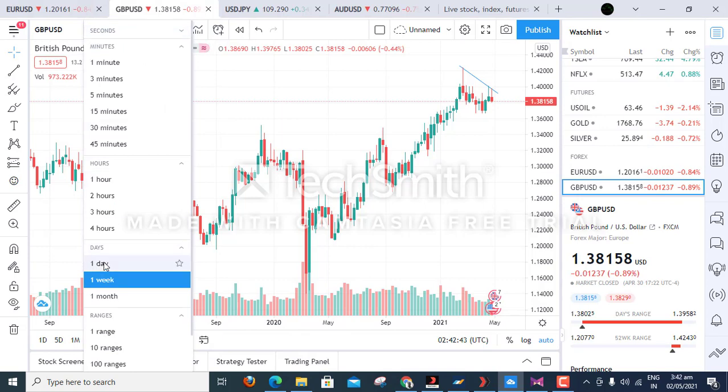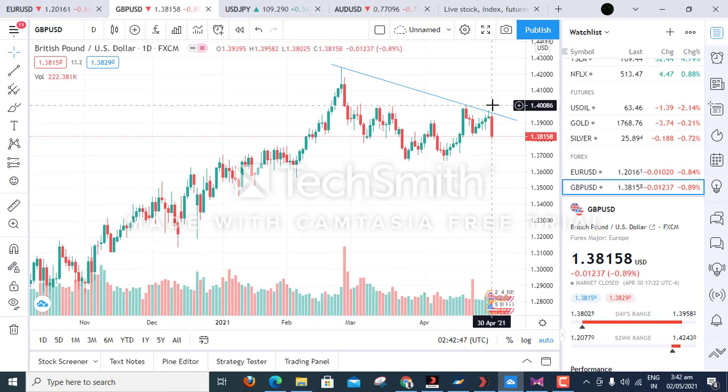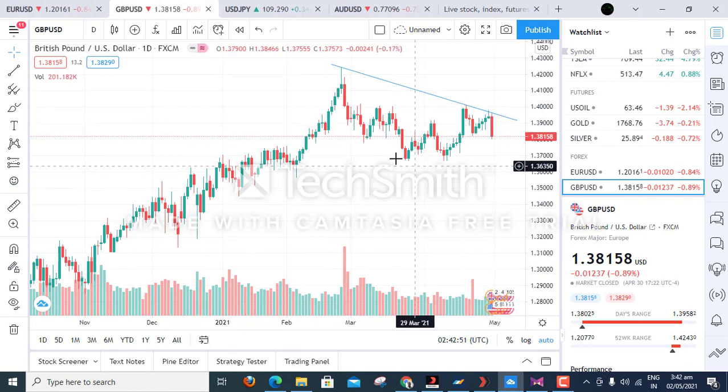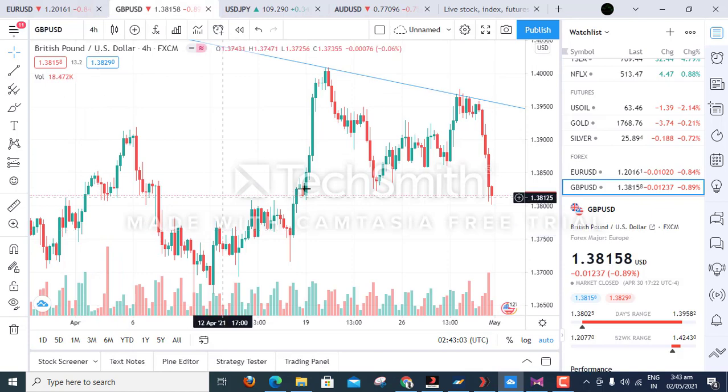So let's come down to our daily chart and see. You can see the price also rejected this side, respected it, and there's a bank move down. Remember, weekly chart is telling us down, daily chart is also telling us down. So to pick our entry, we need to come down to the 4 hours chart.